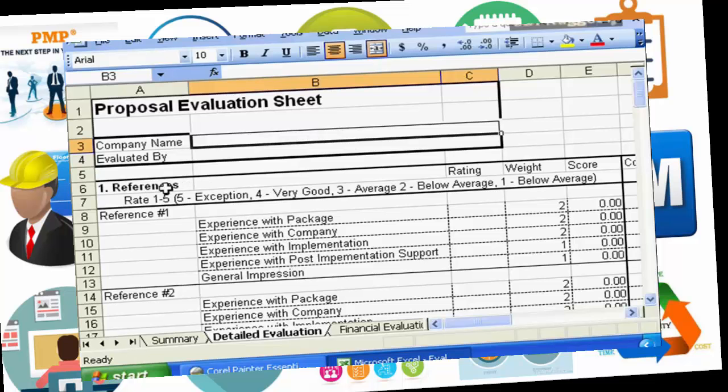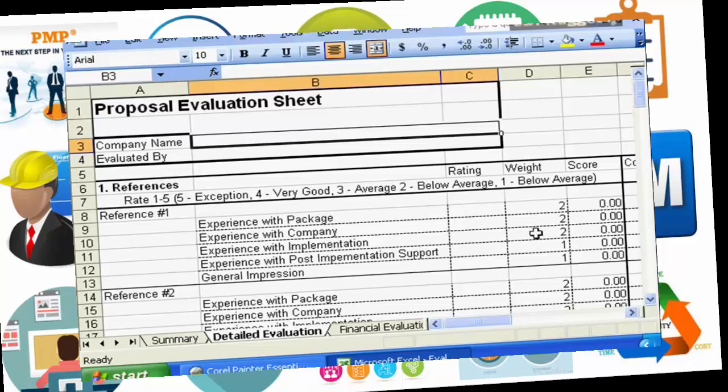So one of the criteria we had was references, and we're going to rank each reference on a scale of 1 to 5, where 5 is exceptional through to 1 below average. And then we're going to rank each one based on experience with package, experience with company, experience with the implementation, post-implementation support, and general impression. We have room here for the evaluator to give their specific rankings on the 1 to 5, as well as we provided weights that will be used in the evaluation process itself.